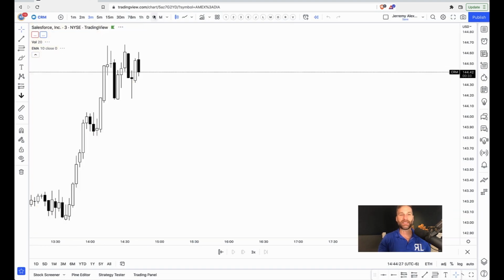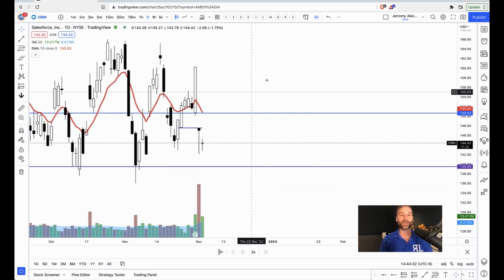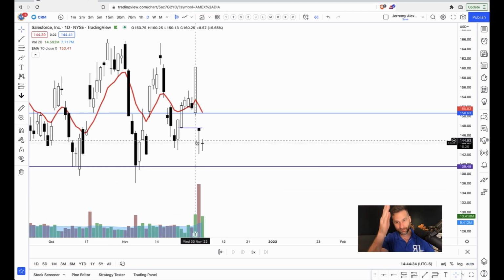So last but not least is Salesforce. The reason I'm pulling up Salesforce is because it had a very good gap yesterday, which again gave it discernible edge. And this edge was both bearish and potentially bullish, and I'll share with you why.